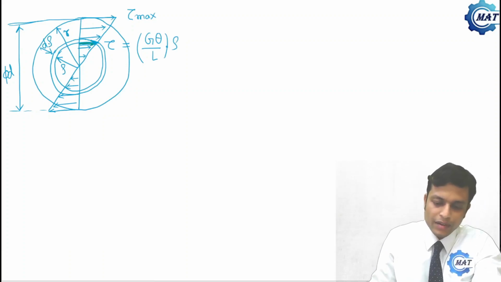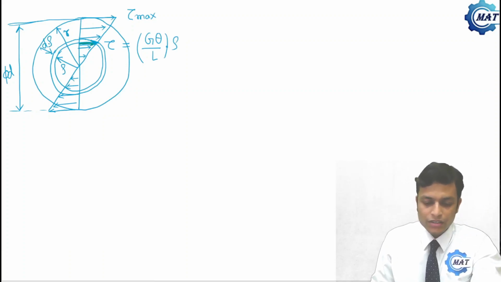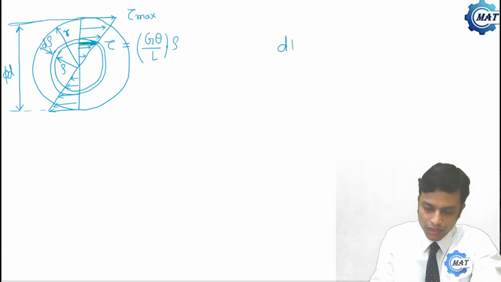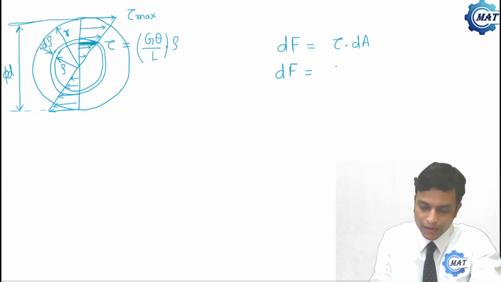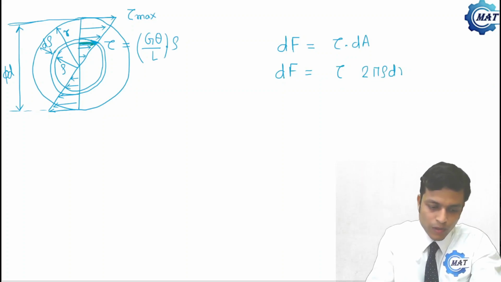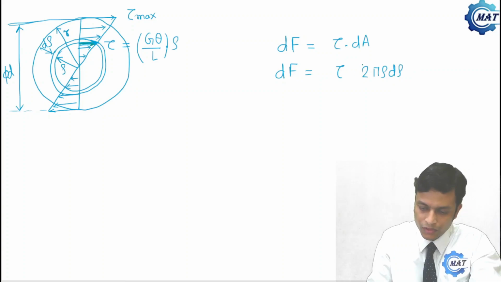Then the elemental shear force dF on the small element will be what? Tau into dA, that is the elemental area. dA is the elemental area, that is 2 pi rho d rho. So 2 pi rho into d rho is the area. So this is the elemental shear force.